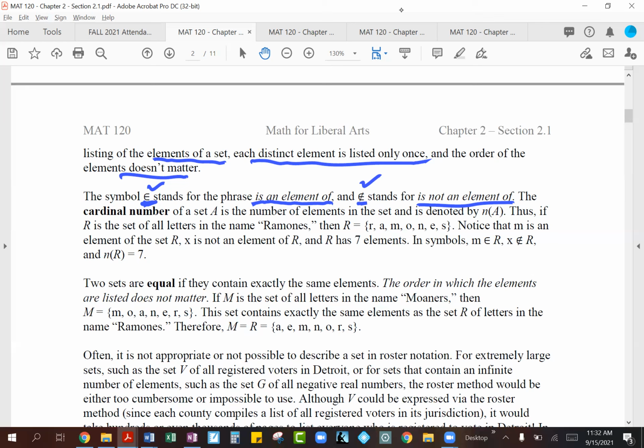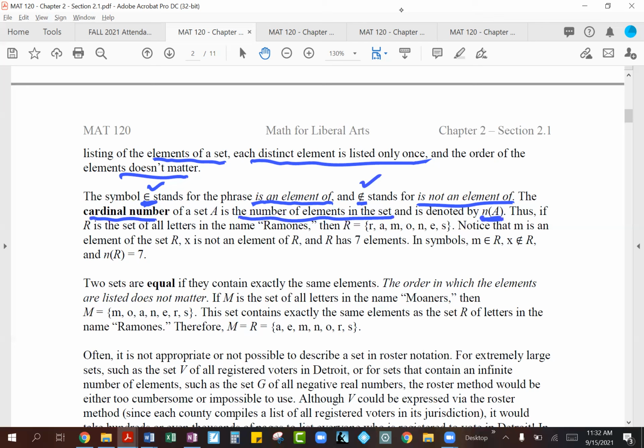Another terminology to be familiar with is the cardinal number. And this basically means how many elements are in the set. So cardinal number just means how many elements a set has. And as a notation, we use a small letter n, and the A stands for whatever your set is called. So remember, we use capital letters for sets.